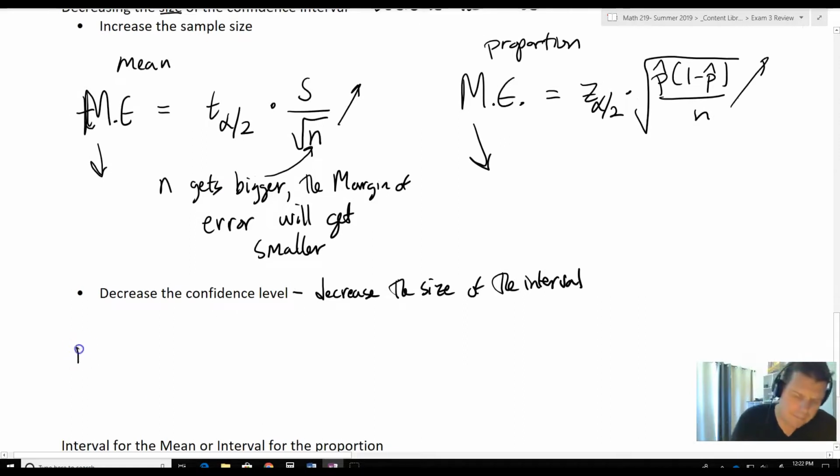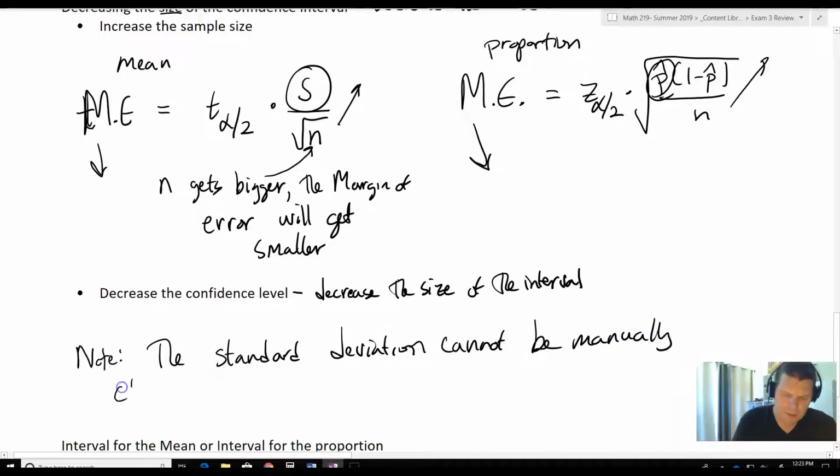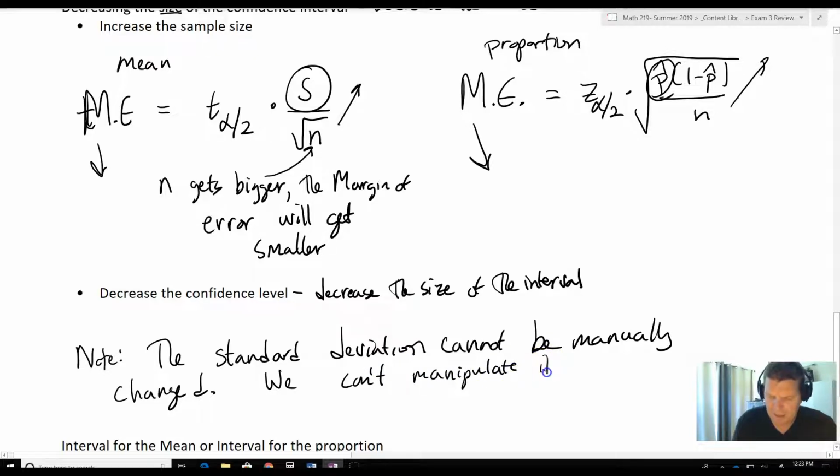I should note the standard deviation, and the sample proportion, which are also parts of that margin of error, cannot be manually changed. It's part of your data. So there's nothing we can do about it. We can't manipulate it to decrease the interval size, so that's not our answer.